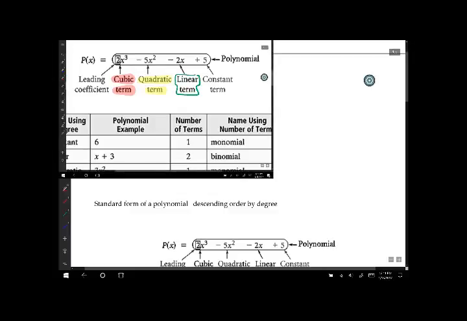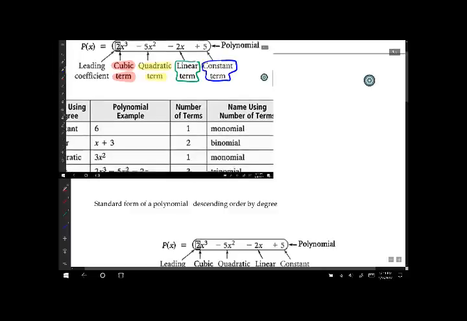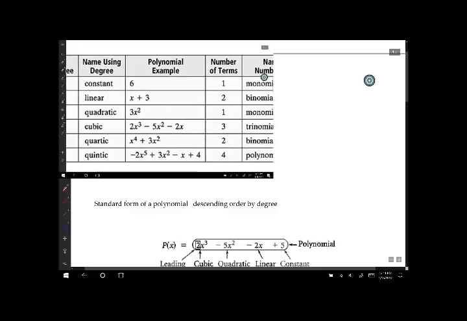And anything that does not have a variable is called constant. If you have a degree above 3, Megan, we don't give it a special name. There are special names, and I wrote them down here as an example. The special names for fourth and fifth are quartic and quintic. But you don't need to worry about those.